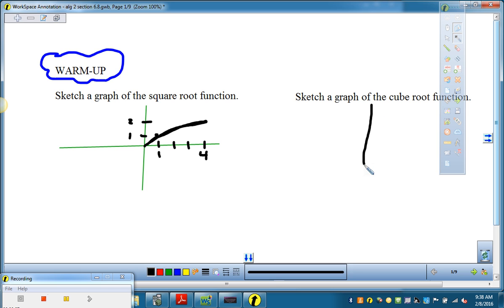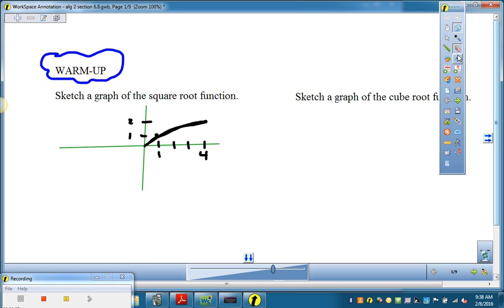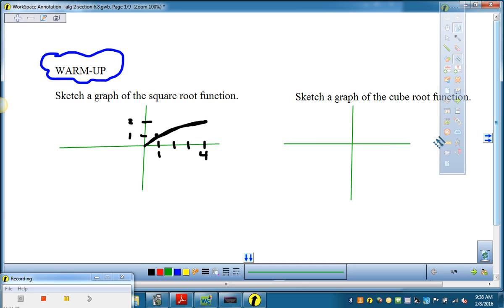If you are uncertain about the cube root, again, use some points to help you. You should already have the sketch from the graph we did in the warm-up, but let's just get it right. So, the cube root function is y equals the cube root of x. What is the cube root of 1? Yes. So we have that point. And what is the cube root of negative 1? Correct. So we have this point.